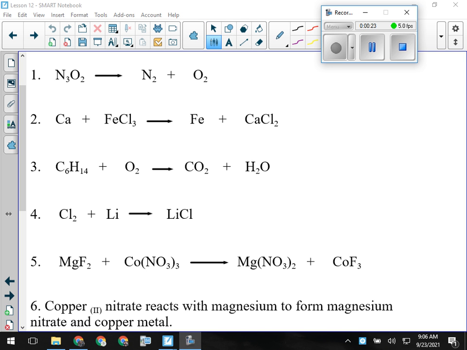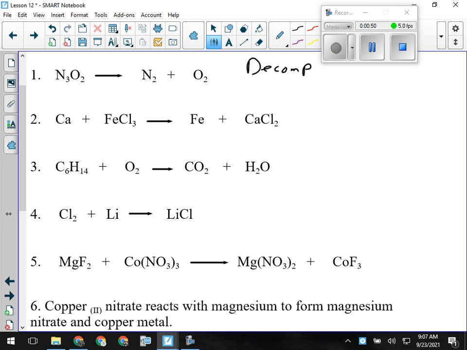Okay, what kind of reaction type are we looking at for number one? Simple decomposition, yeah. Okay, we got a compound breaking down into its two elements. All right, we need to balance this. What should I balance first? Nitrogen. Go with the biggest number first. There's 3 nitrogen on the reactant side. There's only 2 on the product side. How do I make 3 and 2 balance?